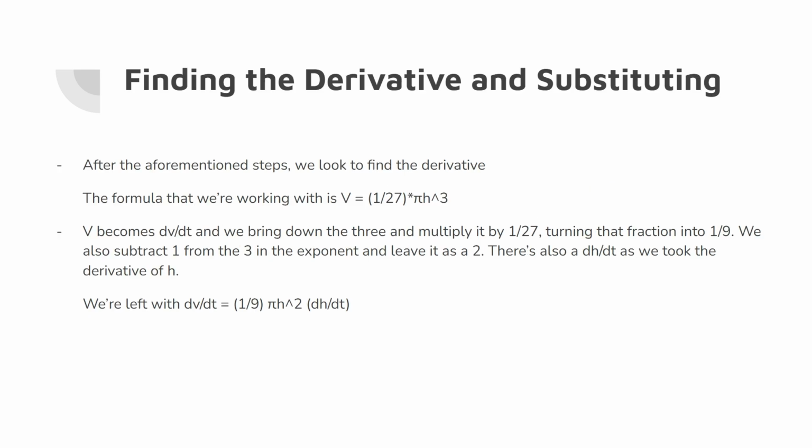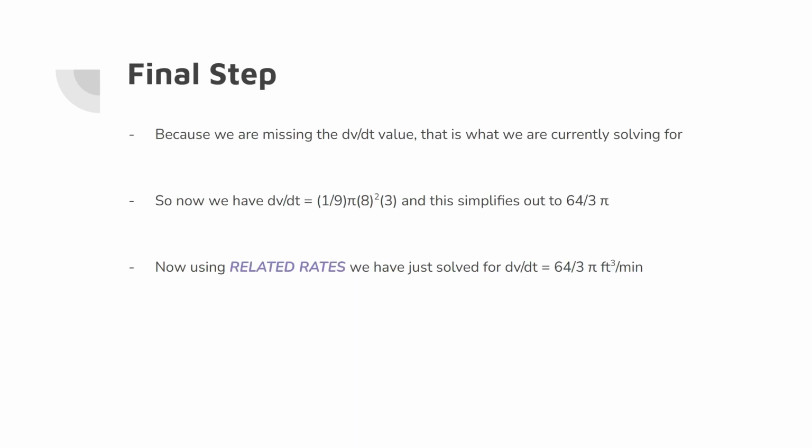When we're finding the derivative and substituting after the aforementioned steps, the formula that we're working with is V equals 1 over 27 pi h cubed. V becomes dV over dt on the left side of the equal sign, and we bring down the 3 and multiply it times 1 over 27 on the right side of the equal sign, turning that fraction into 1 over 9 since 3 over 27 is equal to 1 over 9. We also subtract 1 from 3 in the exponent and leave it as 2, and there's a dh over dt as we took the derivative of h with regard to time. We're left with dV over dt equals 1 over 9 pi h squared dh over dt.